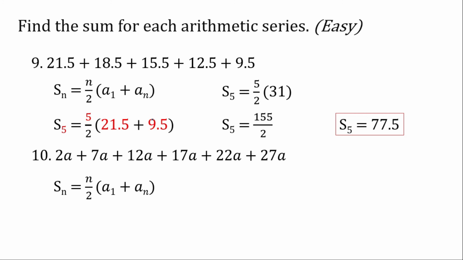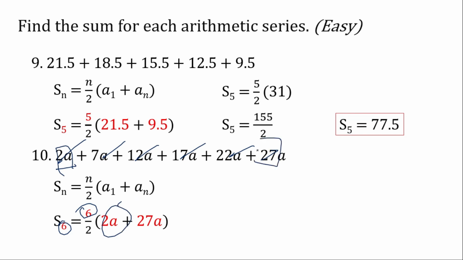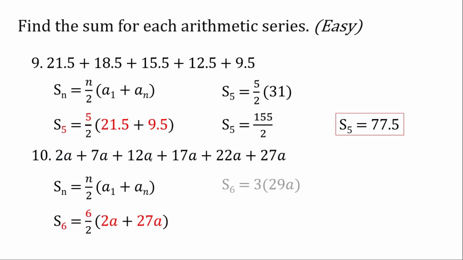Now don't be afraid of the variable here. Just do the same thing. Count the number of terms: 1, 2, 3, 4, 5, 6. Then put 6 there. 6 divided by 2. Then 2a is our first term, and 27a is our last term. So 2a plus 27a is 29a. 6 divided by 2 is 3. 29 times 3 is 87a. So that is the answer for this problem.